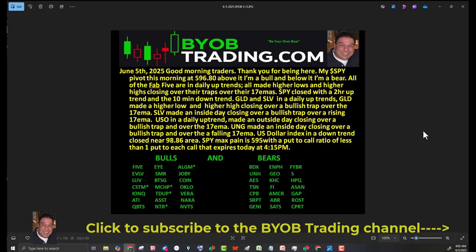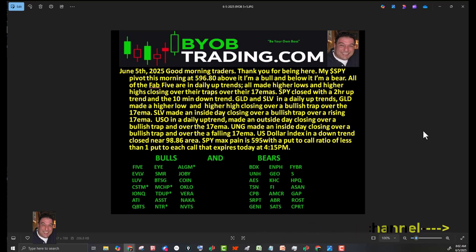Gold and silver are both in daily uptrends. Gold made a higher low and a higher high, closing over a bullish trap over the 17 EMA. Silver made an inside day and had a nice breakout this morning. I don't know if you guys saw that. Two inside days in a row for silver, and then you get a huge blast off. That happened this morning, closing over a bullish trap over the rising 17 EMA. Silver's bullish: made an inside day yesterday, breakout today.